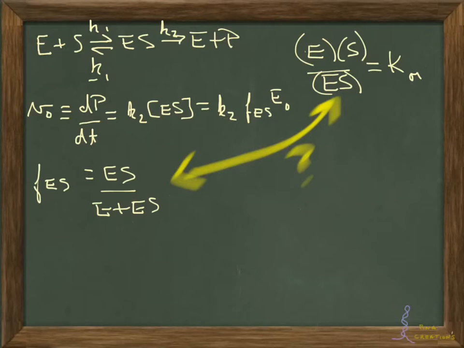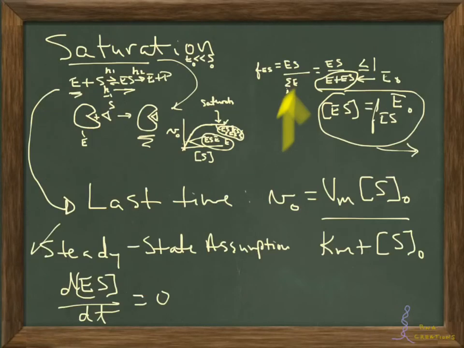If you want to get rid of one of the variables, well, actually what I want to do is get rid of E and ES, and I want it in terms of S and KM, because the way we play the game here is back here. We're going to have it in terms of S and KM. See that right there?